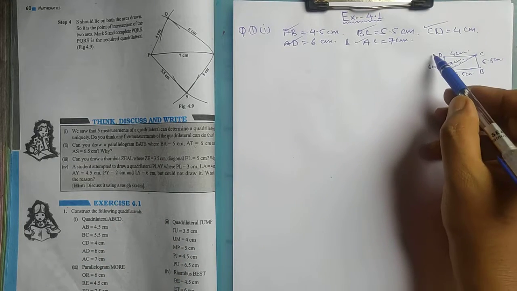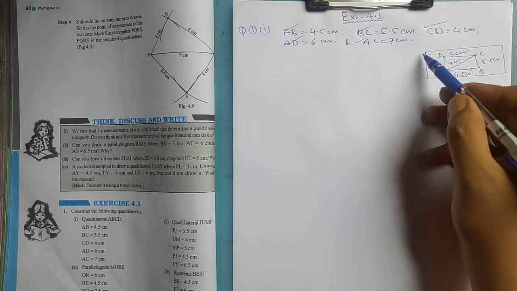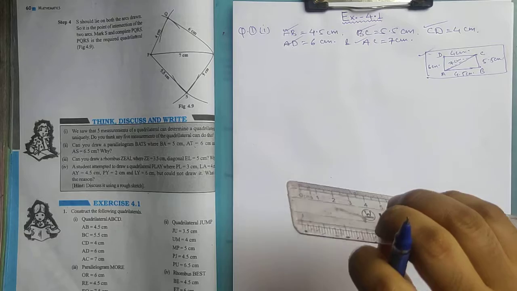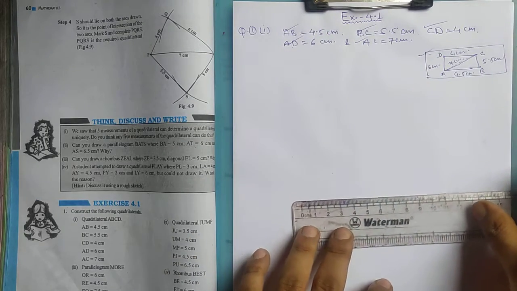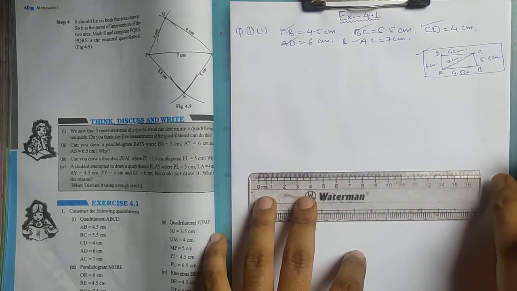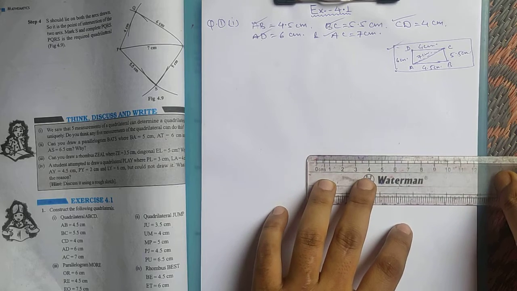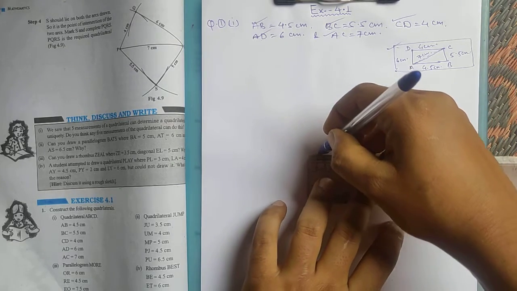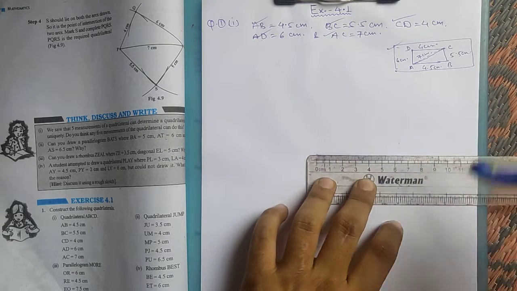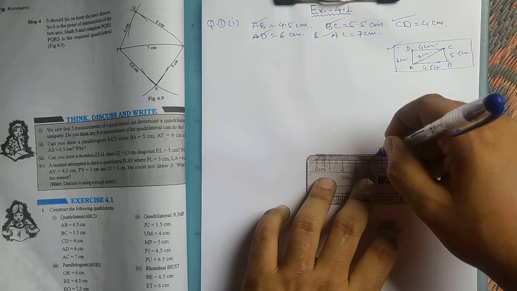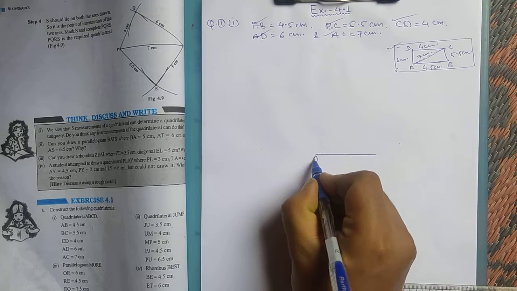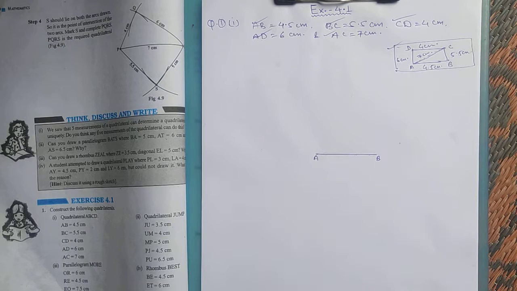So the quadrilateral will look like this. We have to draw AB first. AB is 4.5 centimeter, so I am taking 4.5 centimeter by scale and drawing AB. This is 4.5 centimeter. Name these ends A and B. Okay, the first part is completed.